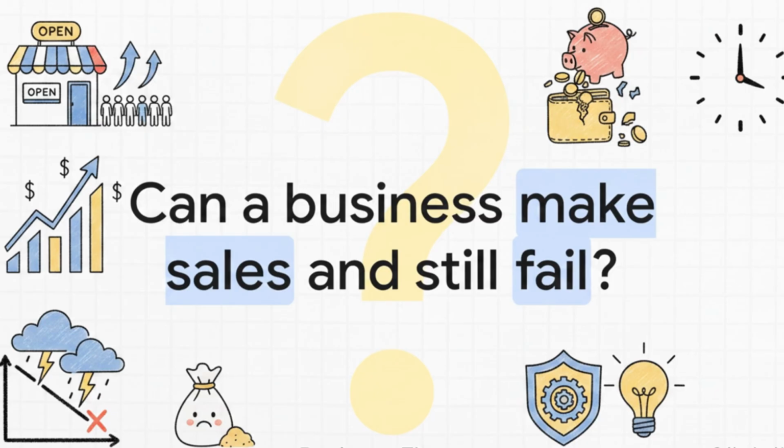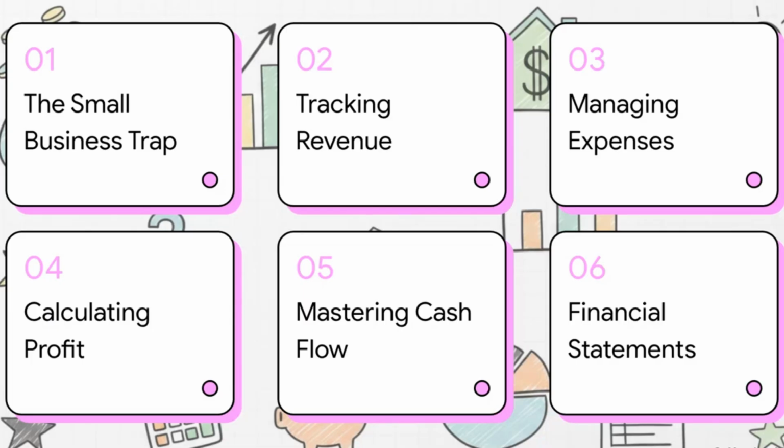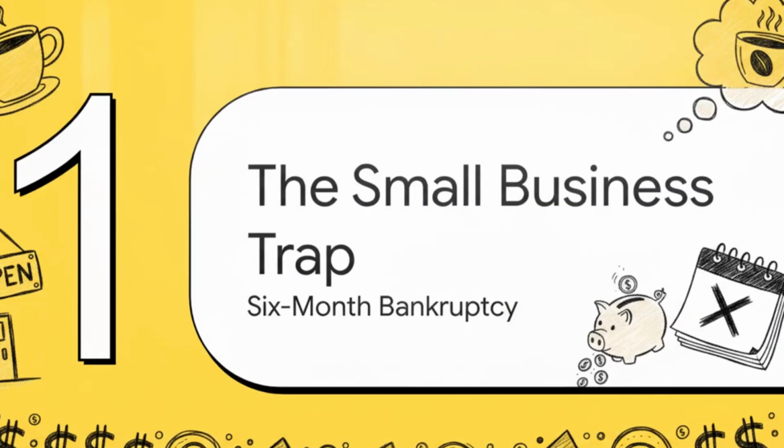Well, the answer lies in the one absolutely crucial skill that most beginners never actually take the time to learn: business finance. To figure that out, here is our roadmap for today. We'll start with the small business trap, and then we're going to move through a really manageable 5-step tutorial: tracking revenue, managing expenses, calculating profit, mastering cash flow, and finally, financial statements. Starting off with the small business trap and avoiding the 6-month bankruptcy.